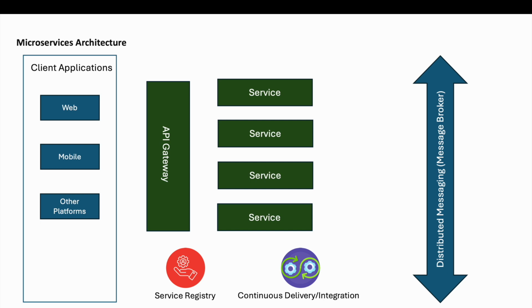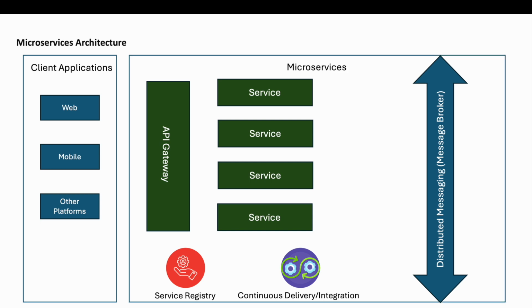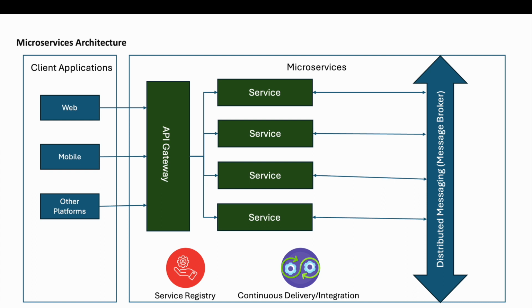Now, if you look through the entire picture, the clients, which are the web, mobile, and other platforms, are your client applications. Now, there are microservices, which consist of all these different things that we just spoke about, the components of microservices. The web, mobile, and other applications access these microservices through the API gateway, and the API gateway routes them to the services which the user called, and that goes through the distributed messaging, which is the message broker. So, this is the entire architecture for a microservices architecture.